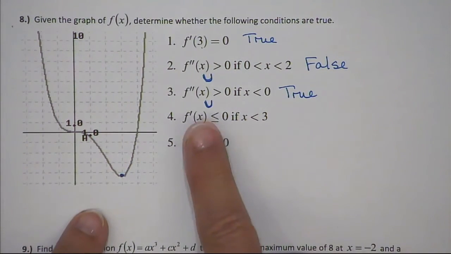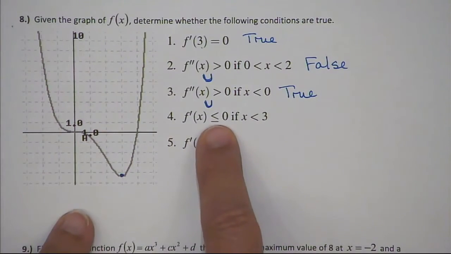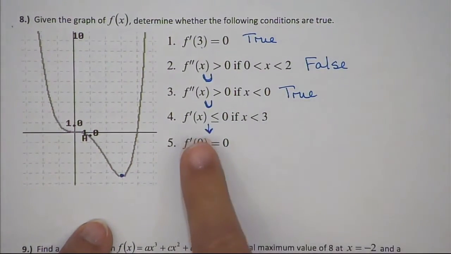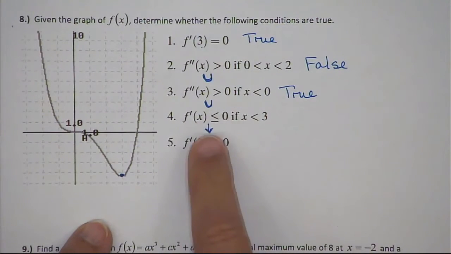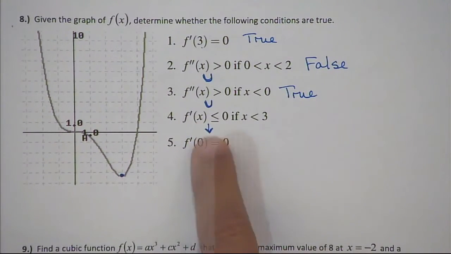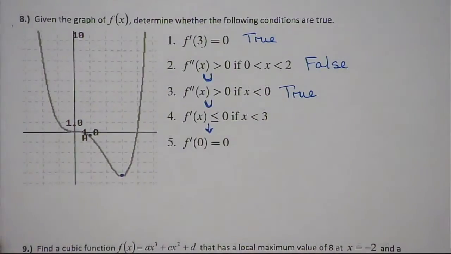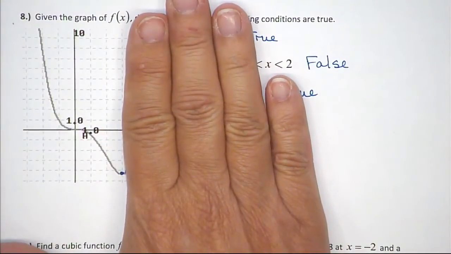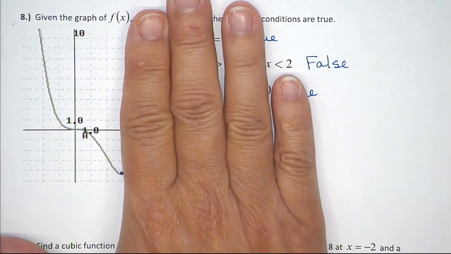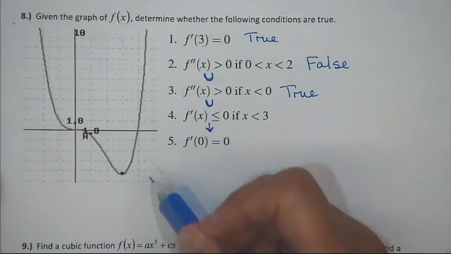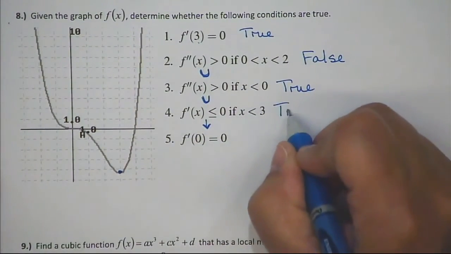All right, number 4, first derivative is less than 0. That means your graph is decreasing. Okay? If the first derivative is less than 0, that means your function has to be decreasing. Is it when you're less than 3? So is this function decreasing to the left of my hand? Yes, it's going down, going down. So that is a decreasing graph all the way to 3, so that would be true.